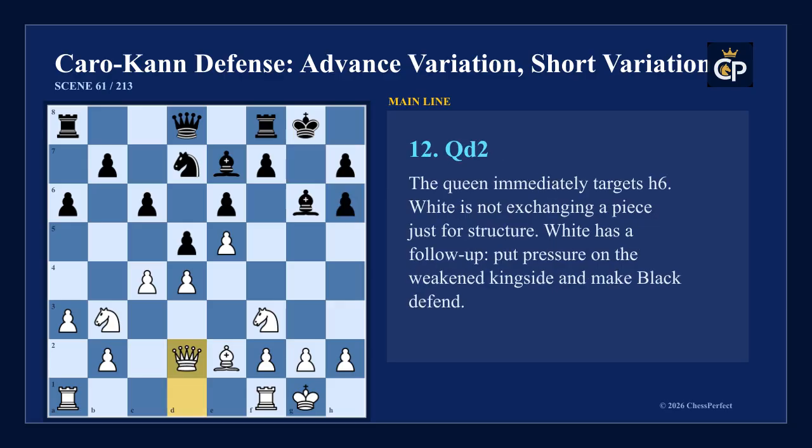Queen d2. The queen immediately targets h6. White is not exchanging a piece just for structure. White has a follow-up: put pressure on the weakened kingside and make black defend.